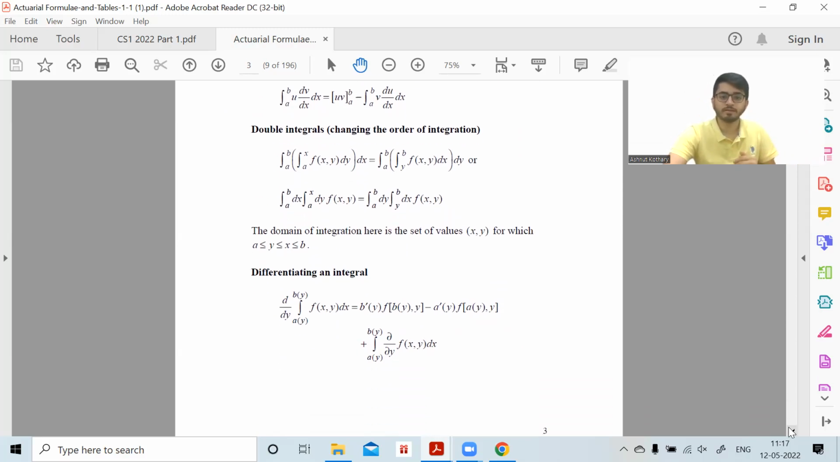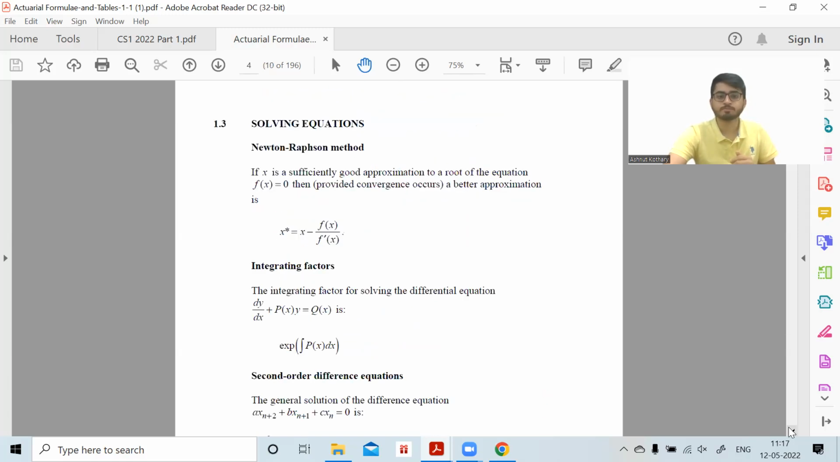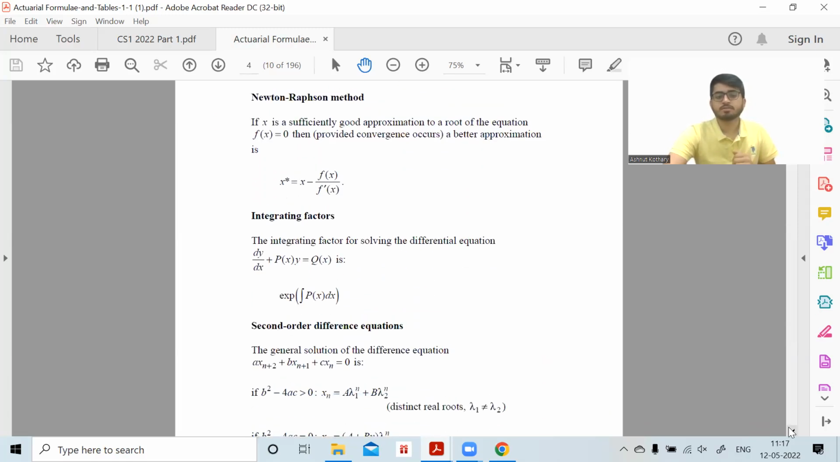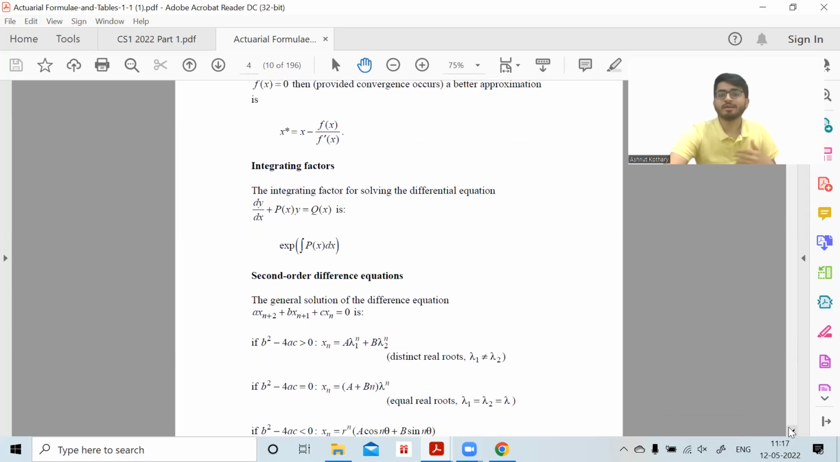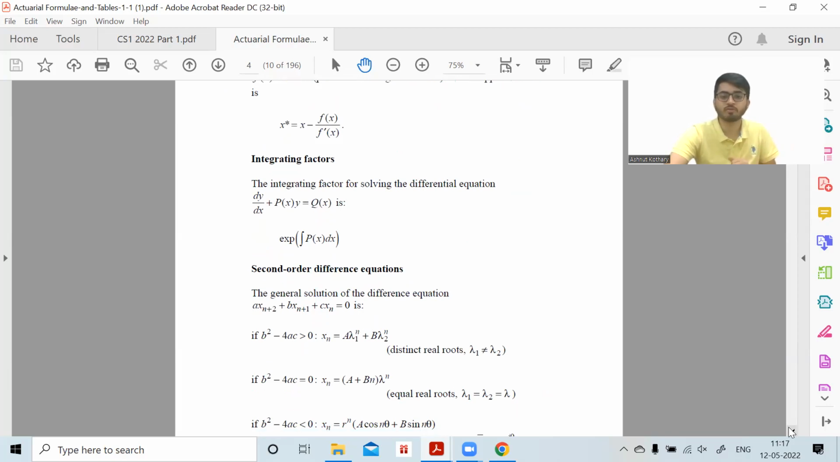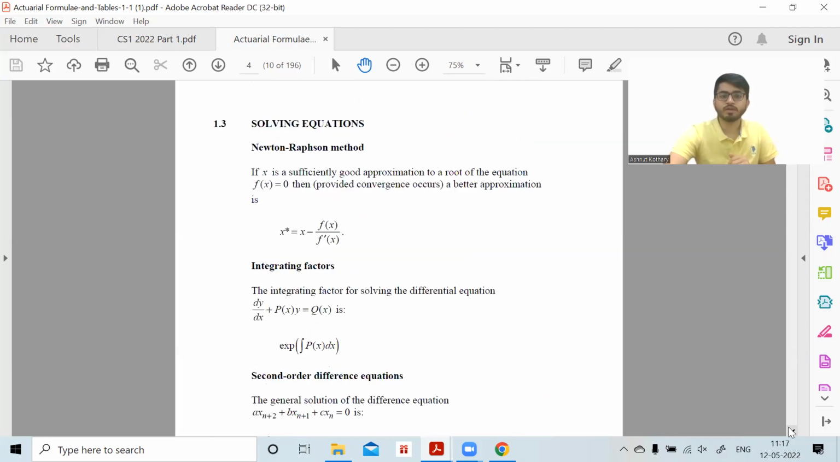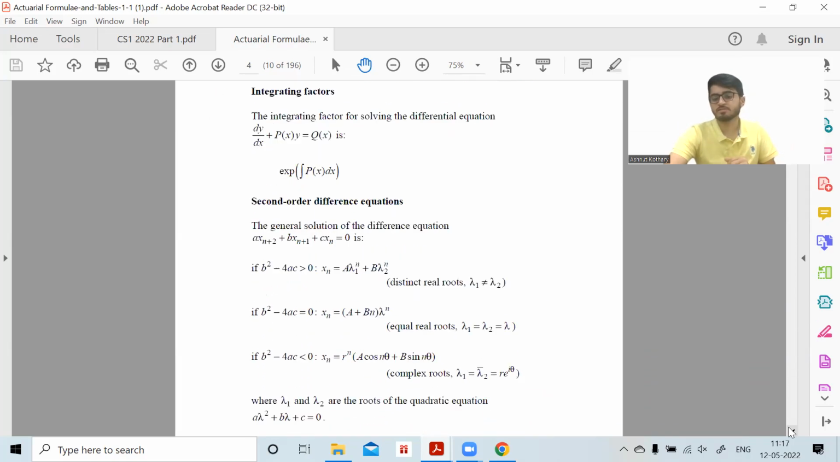Then we have double integrals, and differentiating an integral. Then there are certain other methods. We have an interpolation method, which is basically the Newton-Raphson method. Then we have integrating factors, in case you have a differential equation, for how to go about solving those. Again, something which is not required in CS1, just covering it for completeness. This particular page is something you won't be requiring for CS1 as such.